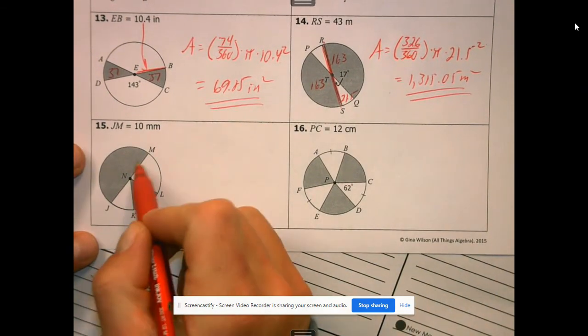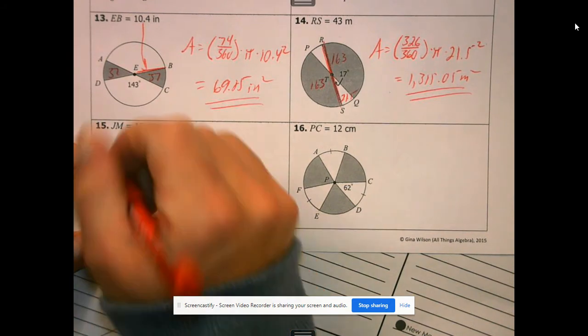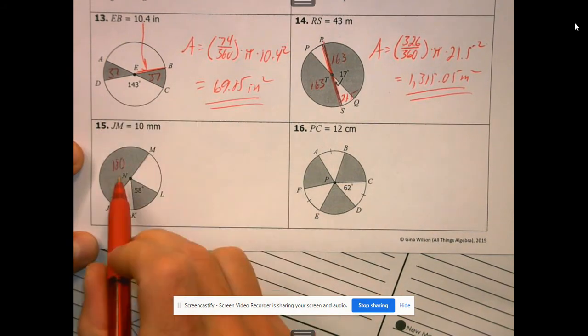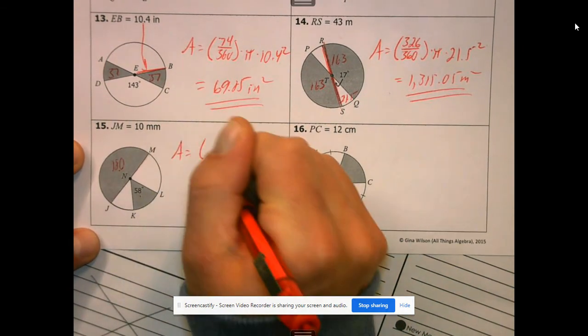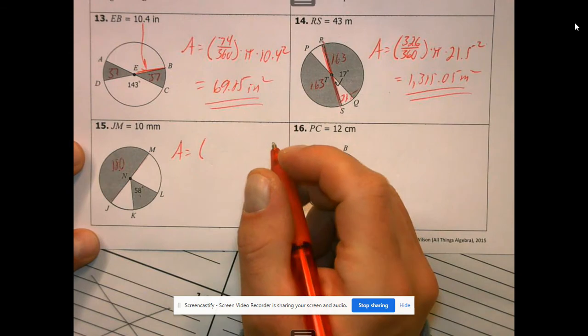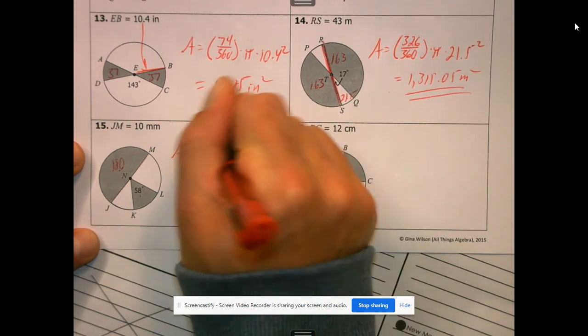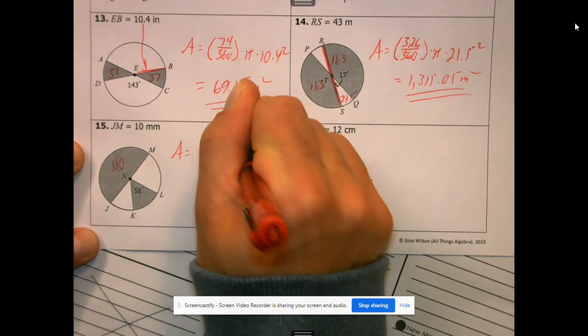15, a little tricky. This is a semicircle, right? So that guy's got to be 180. So your shaded part would be 180 plus that 58. So area, 180 plus the 58 comes to be 238. Divide that by 360 times pi.